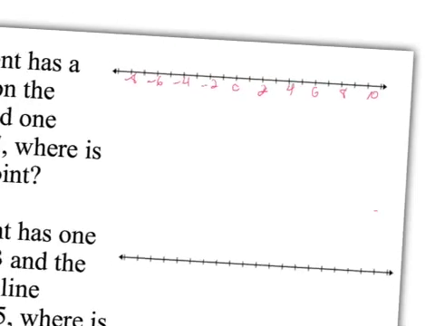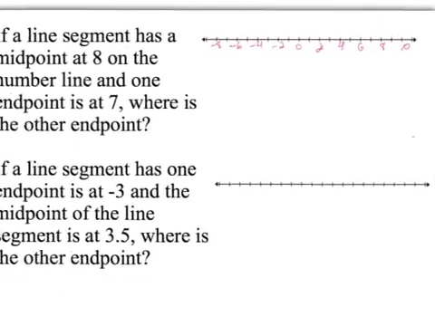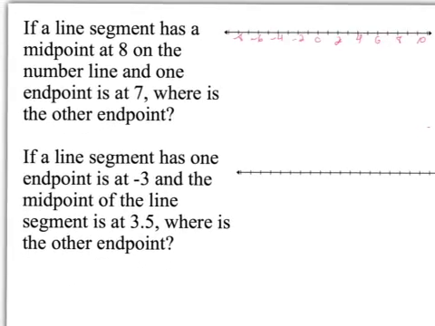Now, our example told us that the midpoint is at 8. So the midpoint is here. One endpoint is at 7. Where is the other endpoint? So if this is one endpoint A, this is the midpoint M, where is B going to lie?